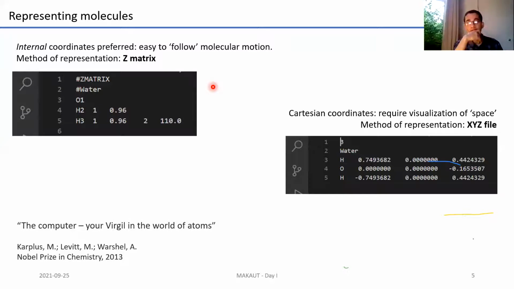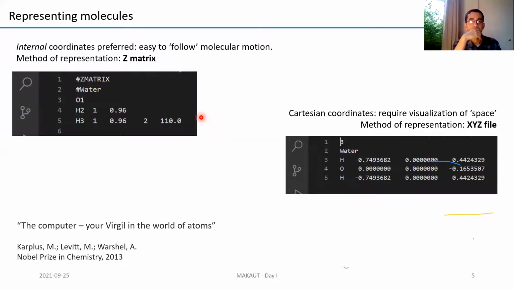Another way of representing molecules is using XYZ files. Essentially, you have three atoms, you put in the XYZ coordinates, and this is the XYZ file for water. So if you take a simple molecule like water and want to represent it in your computer, instead of drawing it out in ChemDraw, these are the two standard ways of doing this. And why do we need to set up Z matrices or XYZ files? Because you can draw a molecule in ChemDraw, or even schematically represent it in PowerPoint.